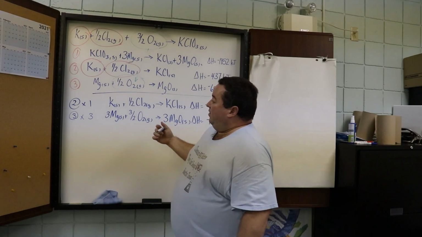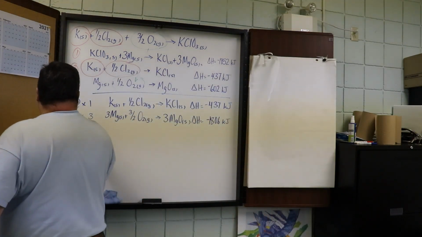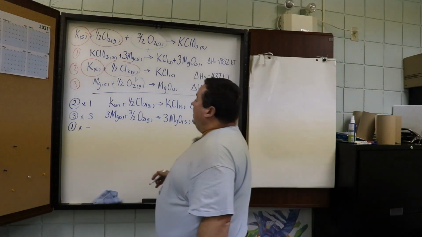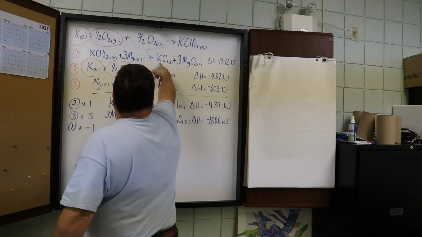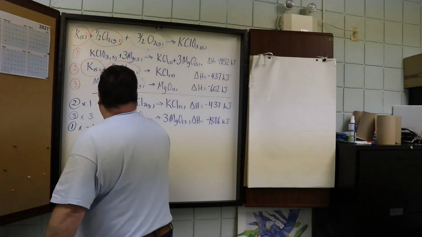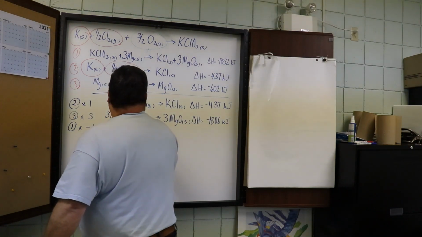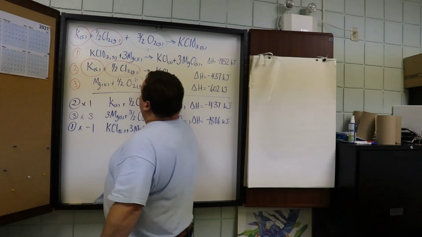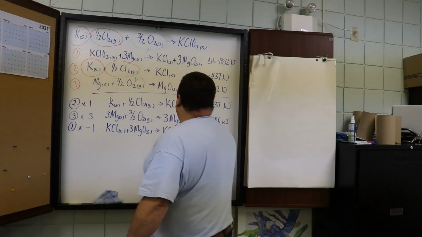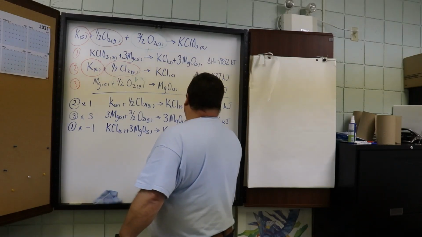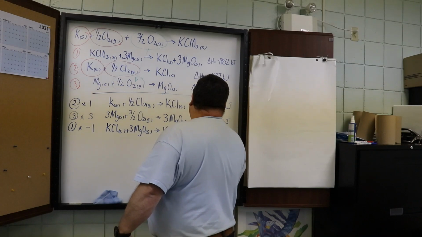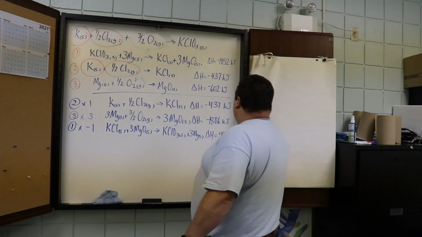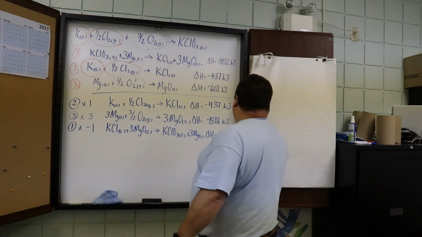So whichever way you figured it out, equation 1 is going to have to be reversed, but the numbers don't need to change. So times -1 means we have potassium chloride on the left and 3 MgO solid, and it produces KClO3 and 3 Mg solid. Delta H will be positive 1852 kilojoules.